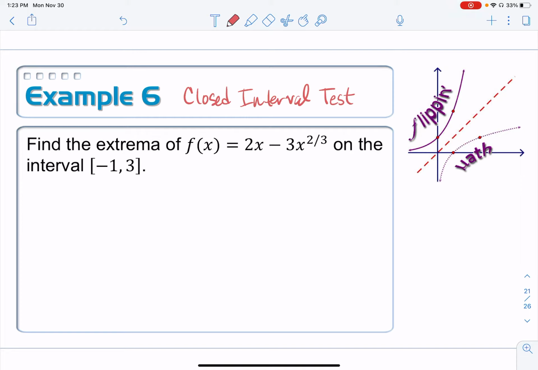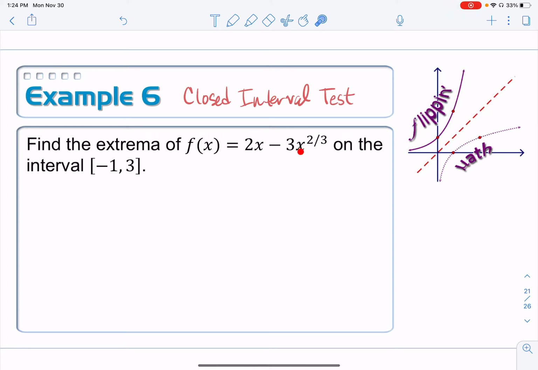And those candidates could possibly be the endpoints of your closed interval and where your derivative is either equal to 0 or undefined. This is assuming that you have a continuous function on that closed interval. Is this thing continuous? Well, the only thing that you should probably be skeptical of is this x to the 2/3 power.